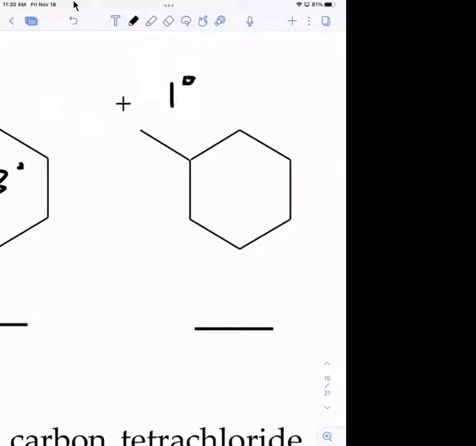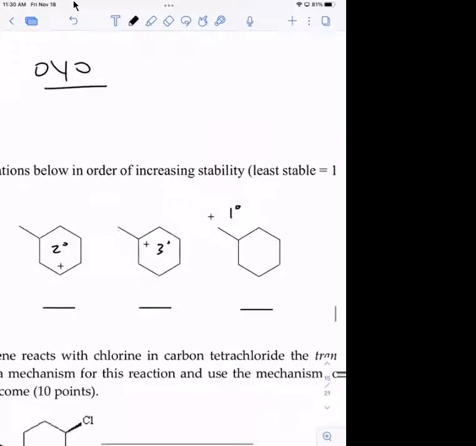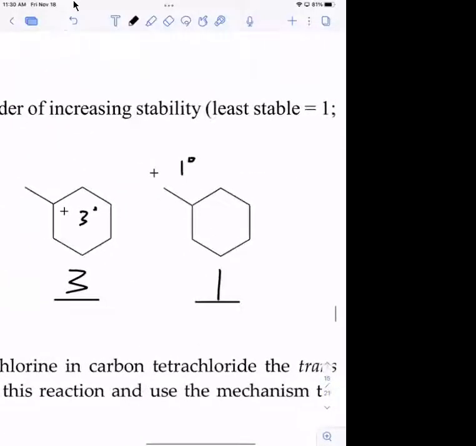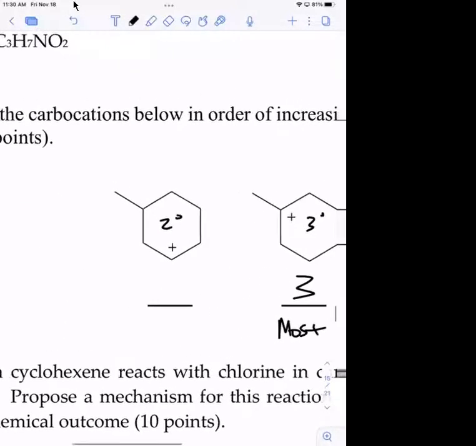So which one is the most stable? Tertiary. So that's going to be ranked as 3, right? 1 is the least stable, 3 is the most stable. So which one is the least stable? The one on the right. All right. So this is 1. And then over here, this is going to be 2.